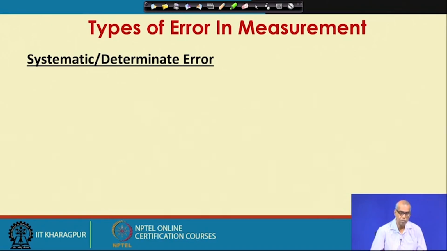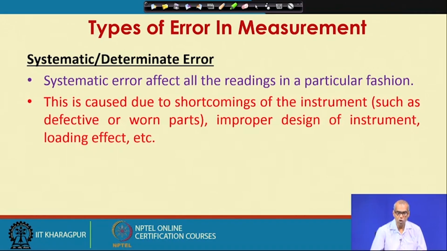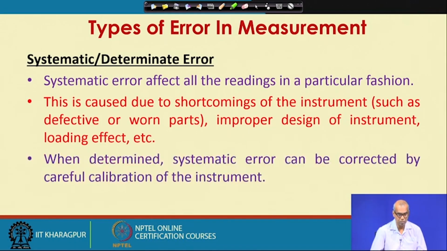Systematic or determinate error. Systematic error affects all the readings in a particular fashion. So, they are systematic in nature. They are also deterministic, that is why determinate. This is caused due to shortcomings of the instrument, such as defective or worn parts, improper design of instrument, loading effect, etc. When determined, systematic error can be corrected by careful calibration of the instrument. That is why we call it determinate error.